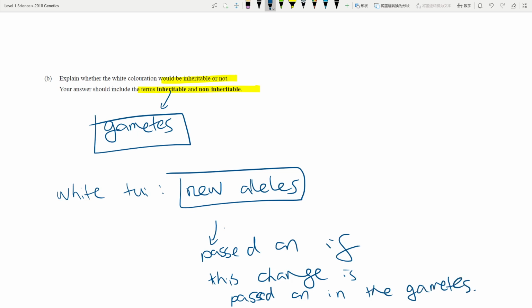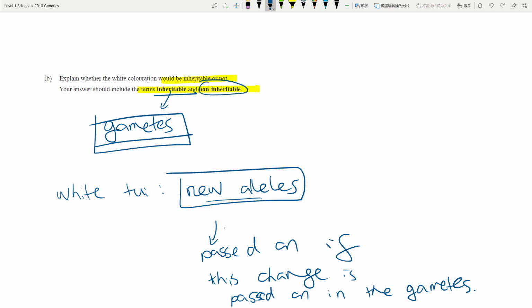We don't know if it's inheritable or not, because I remember reading this question when the exam just came out and thinking, what? This is rather ambiguous. But if you think about it, if they say there's a mutation, they just want you to understand that if it's inheritable, it means something happening in the gametes. Because the Y2E has new alleles from the DNA mutation, if that change also occurs in the gametes formation, then it will be passed on. If not, then it won't be passed on.